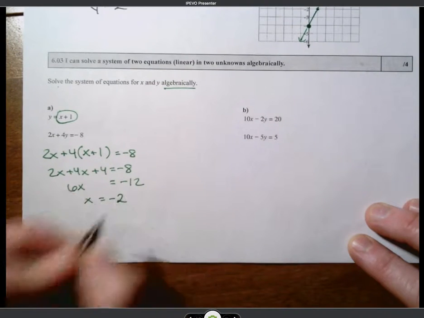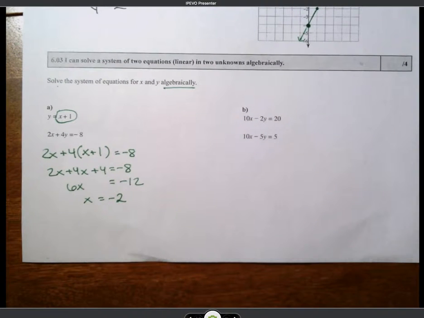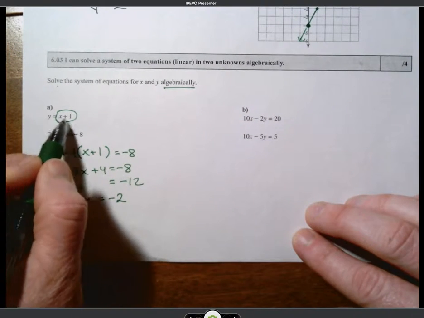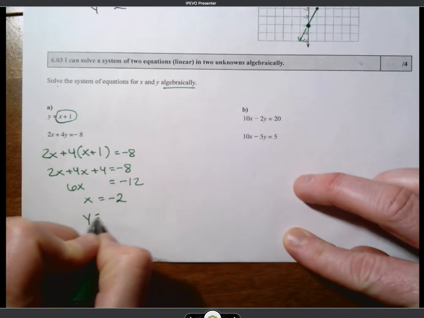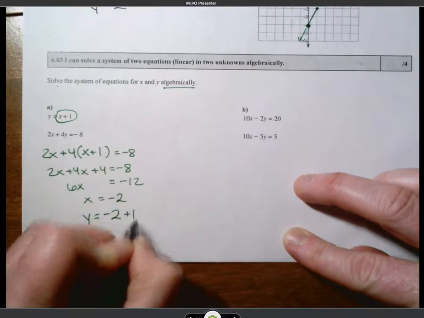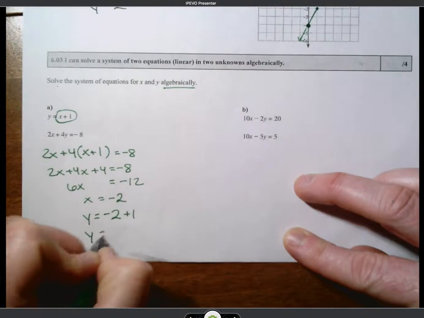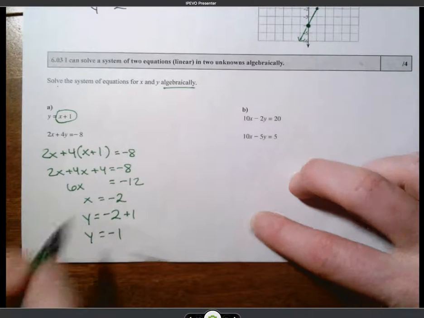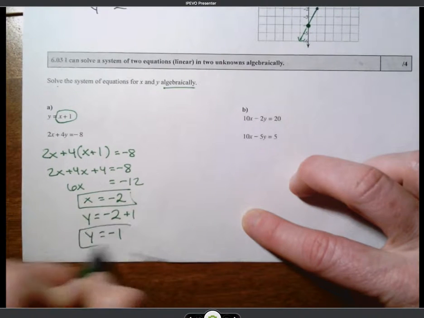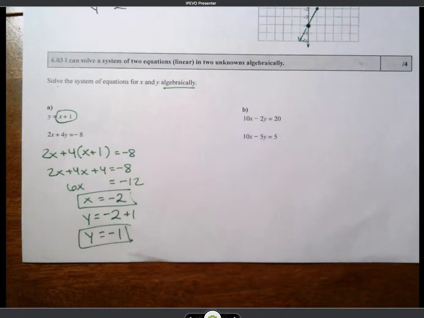x is -2. Okay, but I need to know what y is, and we know that y is equal to x + 1. So y is going to be -1. There's my x. There's my y.